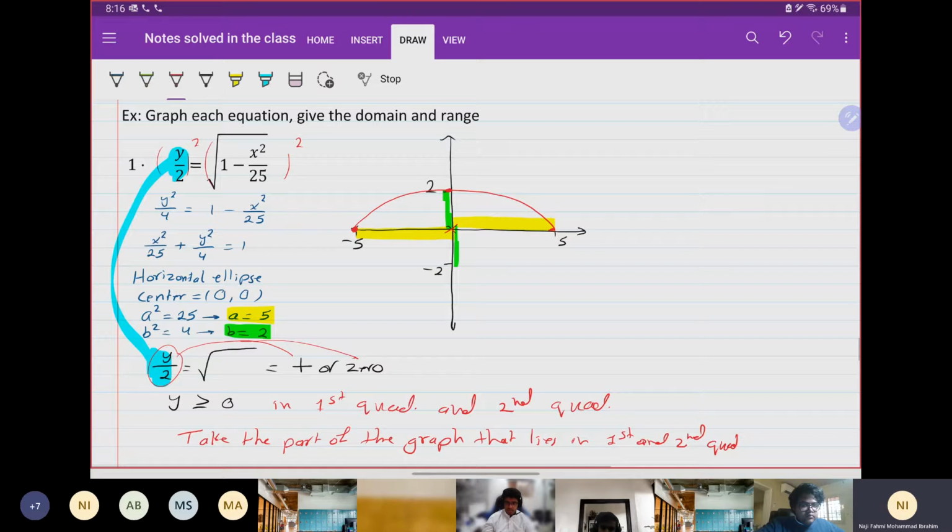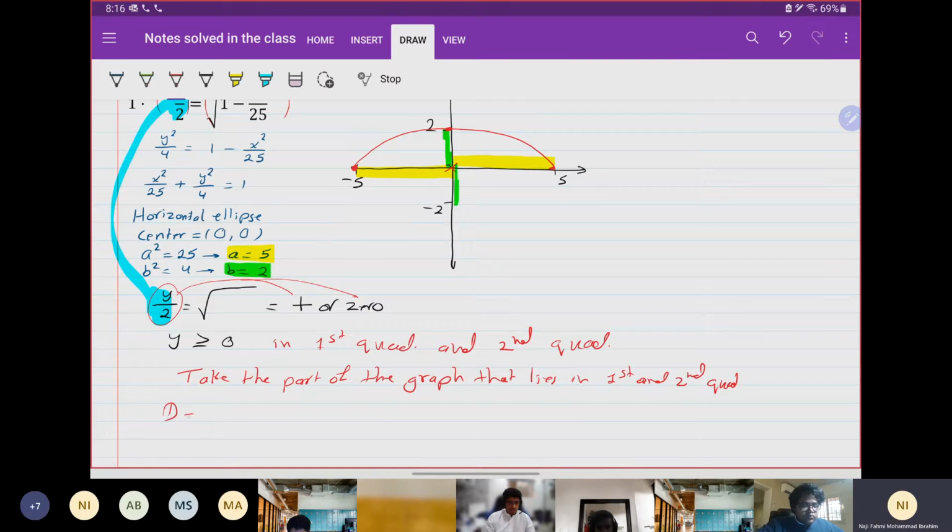The domain of the remaining graph: from -5 to 5. And the range? From 0 to 2, and this is my answer. So the domain is -5 to 5, and the range is from 0 to 2.